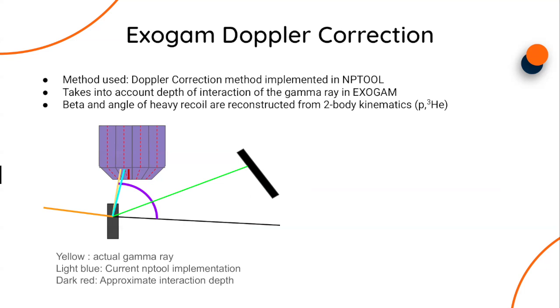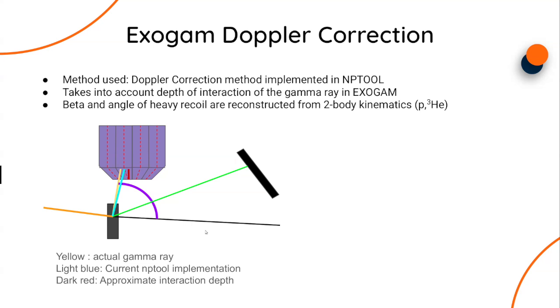Then I performed an EXOGAM Doppler correction. I used a new method that I implemented in NPTool, which takes into account the depth of interaction of the gamma ray in EXOGAM to be able to reconstruct as well as possible the position of the gamma ray in the EXOGAM array. We are also using the two-body kinematics of the helium-3 particle. With the helium-3 energy and angle, I'm able to infer the energy and angle of the heavy nucleus. With these two pieces of information, I'm able to have the good angle between the nucleus and the gamma ray and to have calculated beta event by event.